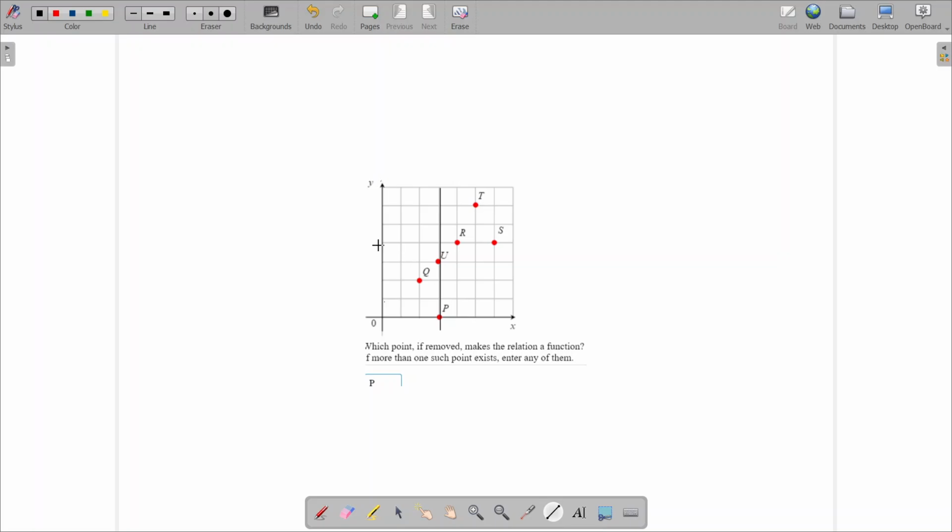Now they asked which point, if removed, makes the relation a function. If more than 1 point exists, enter any of them. P or U are correct answers, because if you remove U, it would make P correct, and that's what would make it a function. If you were to remove P, U would be the only point, and it would still be a function.